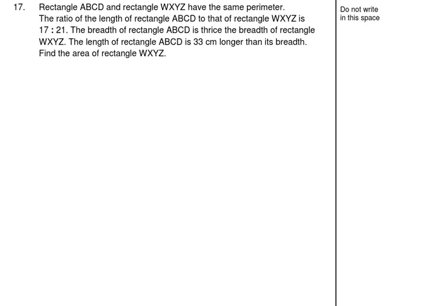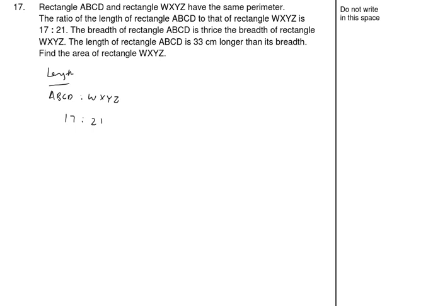Okay, rectangle ABCD and rectangle WXYZ have the same perimeter. The ratio of the length, okay, let's look at the length, length of ABCD to WXYZ. Okay, we are looking at length. It is 17 is to 21.